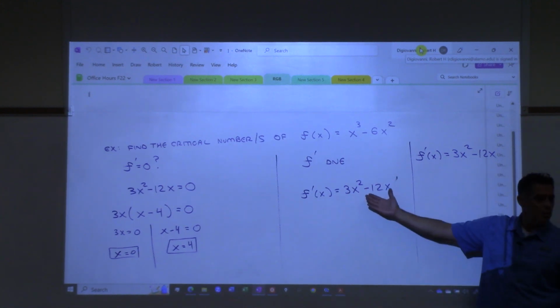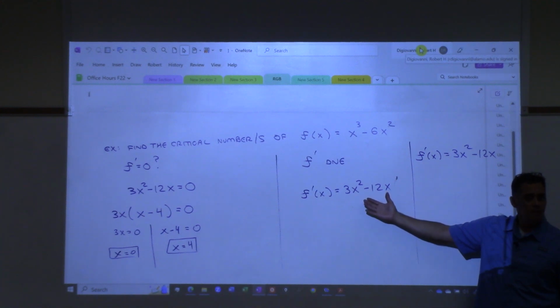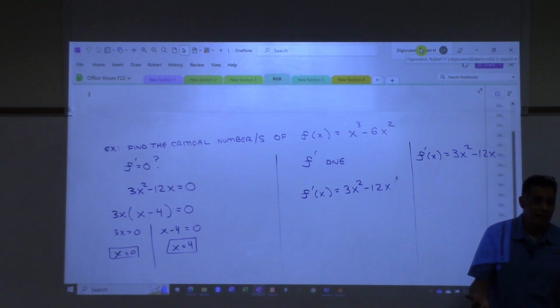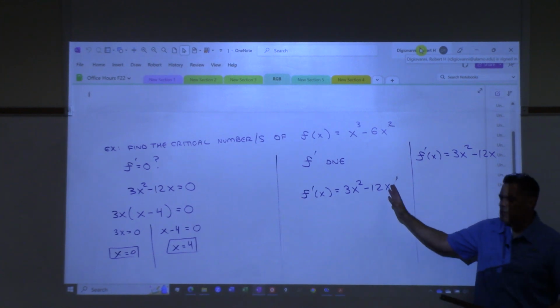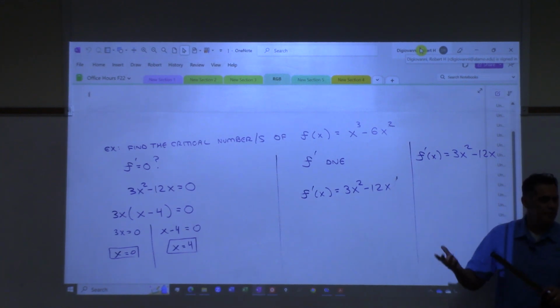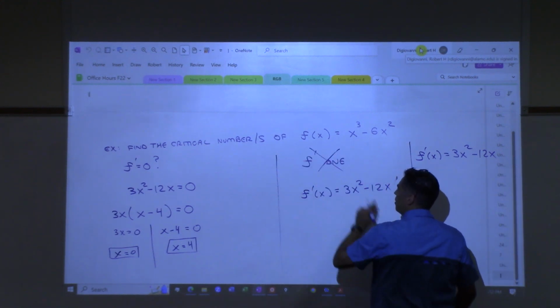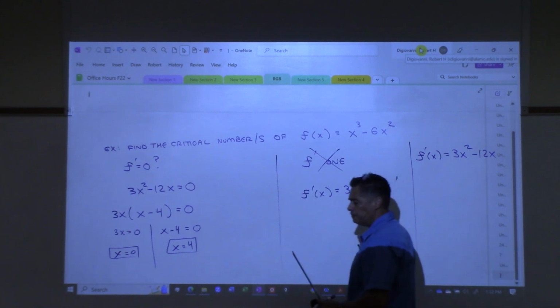No. You can plug any number you want into this, right? Anything. You're never going to have division by 0. You're never going to have like a square root of a negative number, right? There's no trig functions involved. Sometimes some of the trig functions have domain restrictions. So I have no issues here. So basically, I have nothing from this, right? Nothing contributes over here.